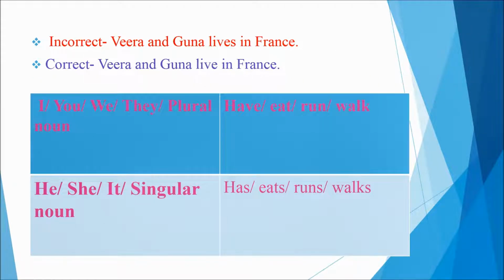Now let's see the first sentence. Veera and Guna lives in France. Is that correct sentence? No. The correct sentence is Veera and Guna live in France. Even though Veera is an individual and Guna is also one individual, together Veera and Guna are plural subject, so we don't add s to the verb.